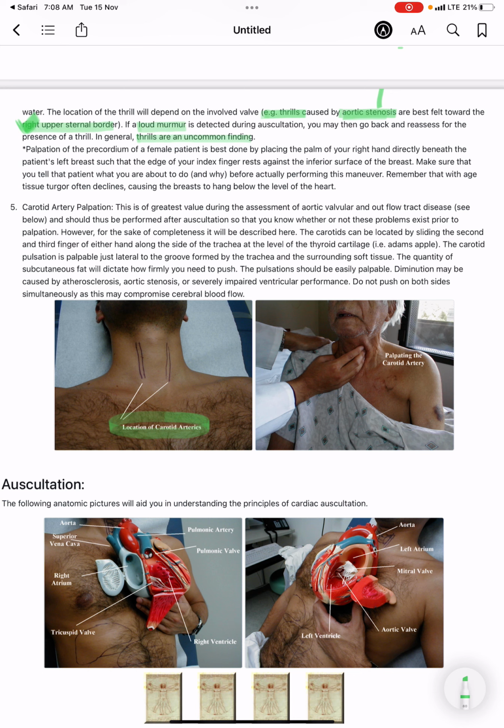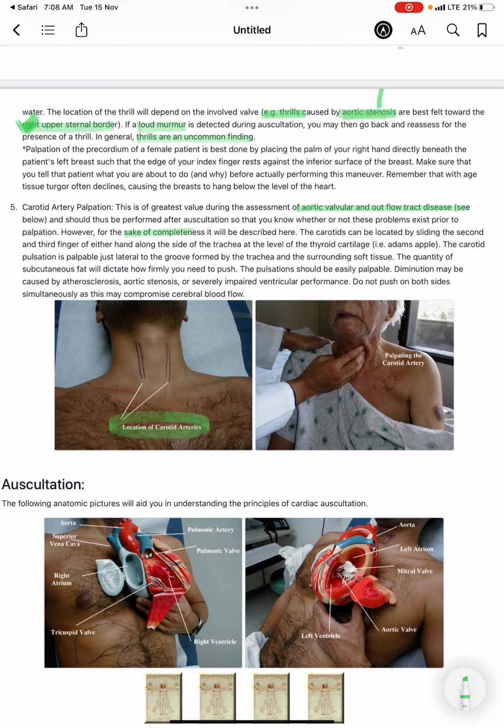And then carotid artery palpation. Palpating the carotid artery is of greatest value during aortic valvular and outflow tract disease, and should thus be performed after auscultation so that you know whether or not these problems exist prior to palpation. However, for the sake of completeness, it will be described here.